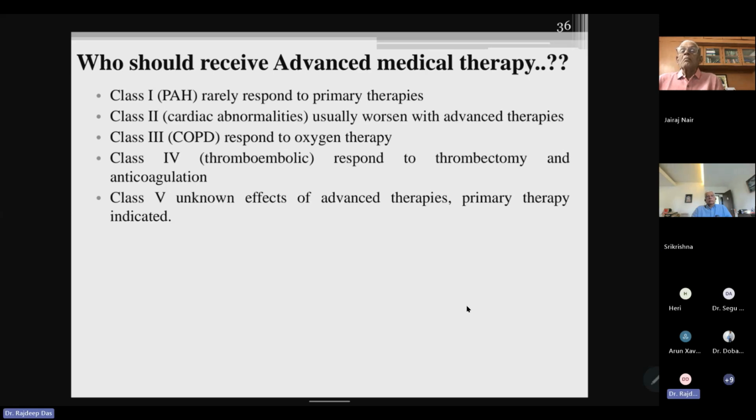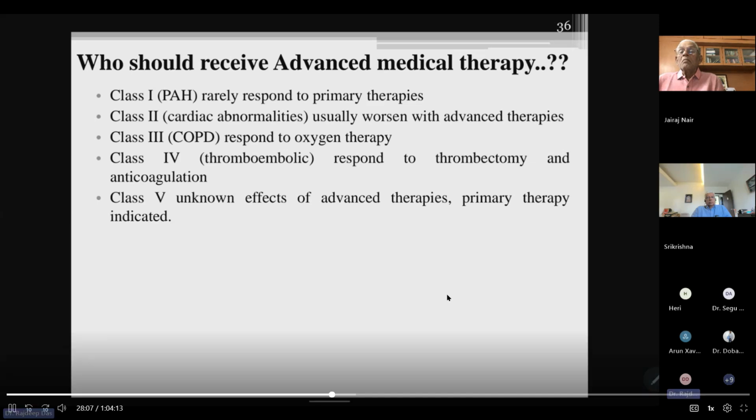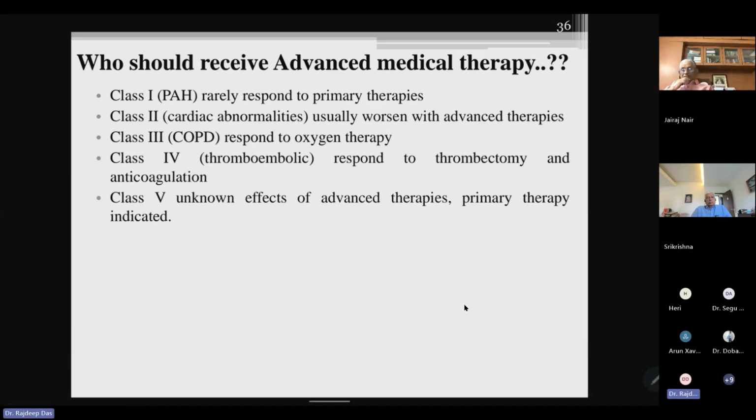In class 1 pulmonary arterial hypertension, due to a primary cause, there is rarely a response to the primary therapies. Class 2, associated with cardiac abnormality: if there is an associated abnormality, it should be corrected; otherwise, it is usually worsened with the advanced therapies. Class 3, COPD, responds to oxygen therapy and other general measures. Class 4, which is CTEPH, responds to mechanical or surgical thrombectomy and anticoagulation. Class 5, unknown effects of the advanced therapies. Primary therapy is always indicated.